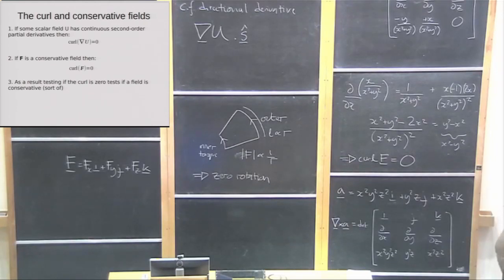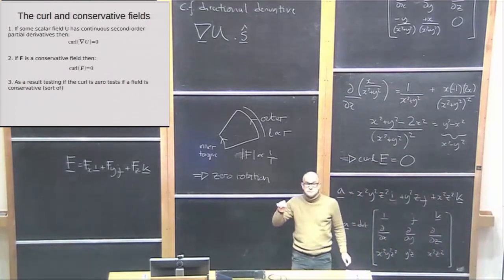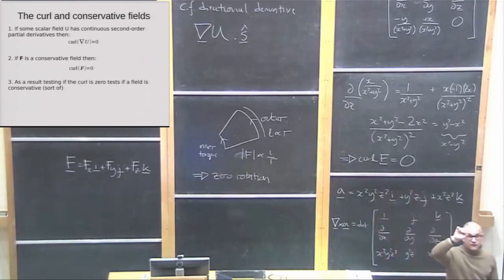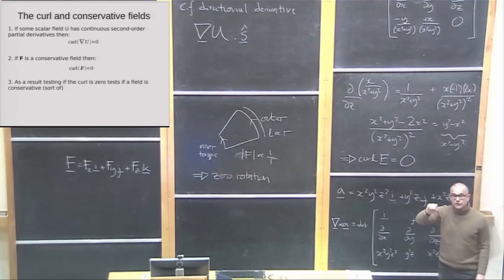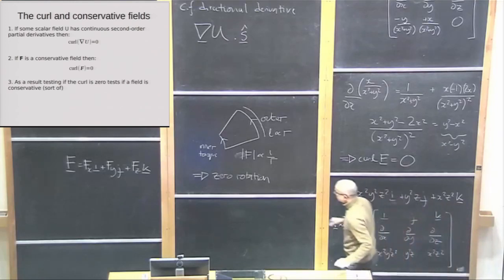As a result, it's often said that if the curl is 0, that tells you that a field is conservative. That is not true. Okay? That is clearly not true from the example we just did. If the curl is non-zero, your field is non-conservative. If the curl is 0, oh, there's 3 points. I'll write them down.